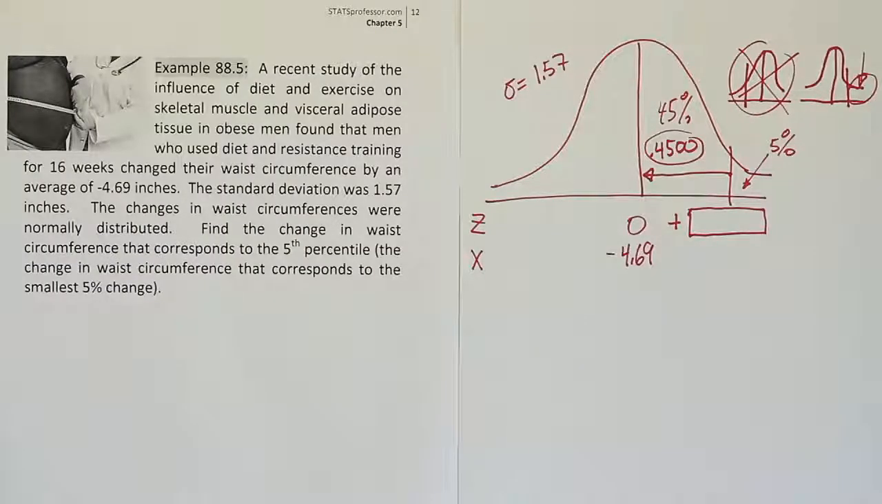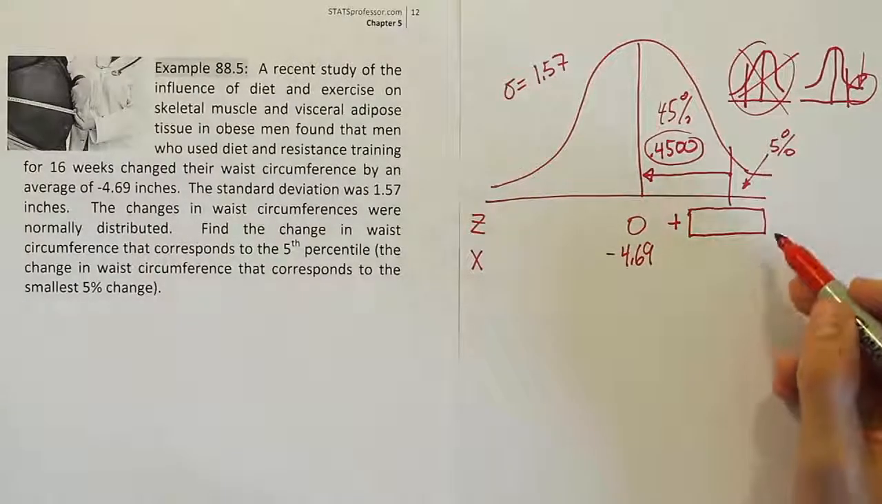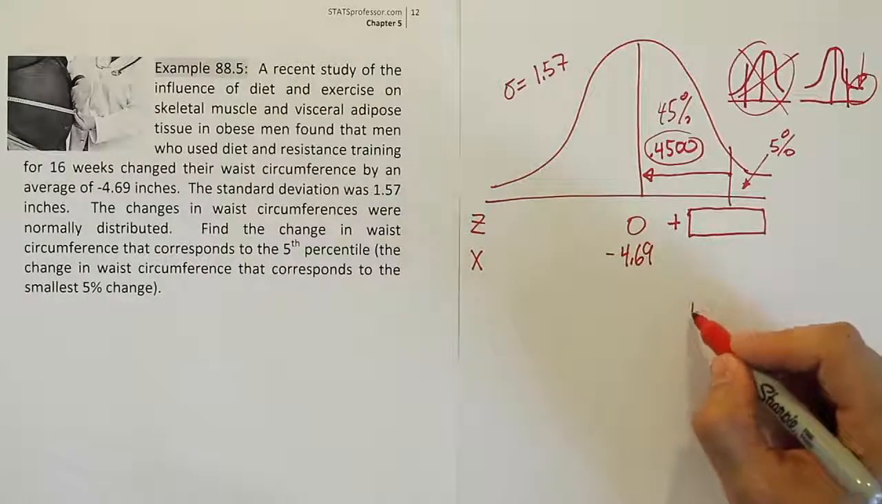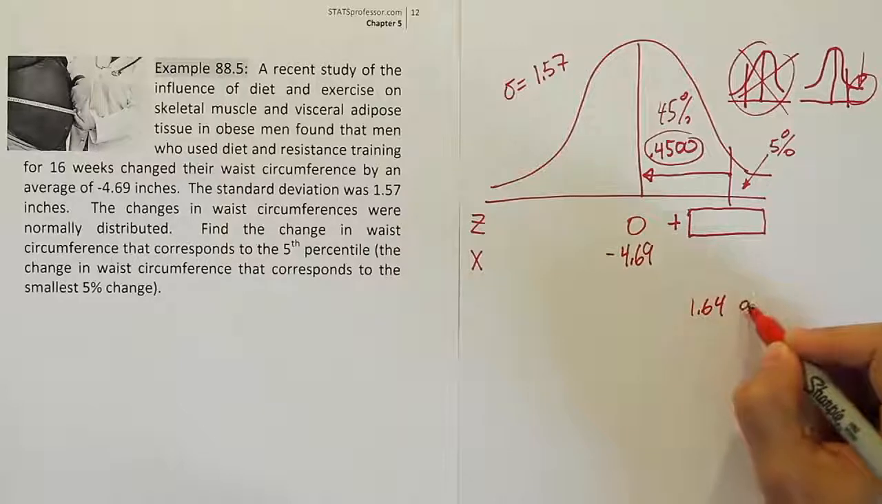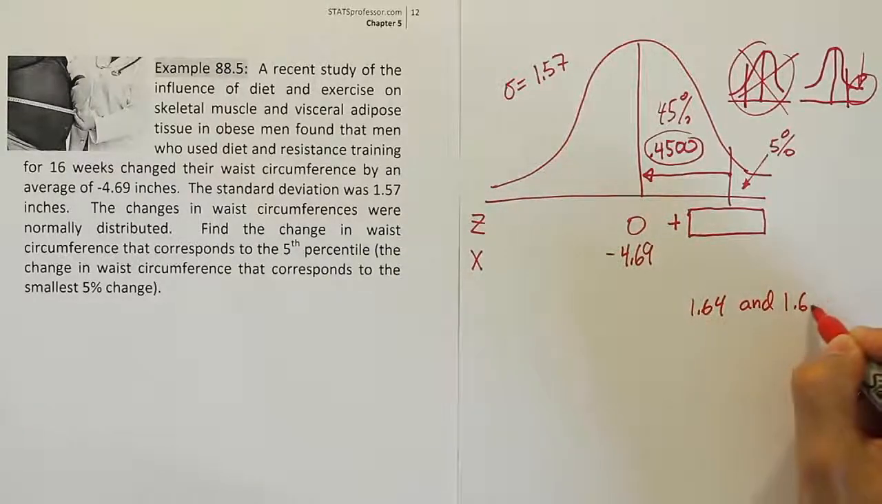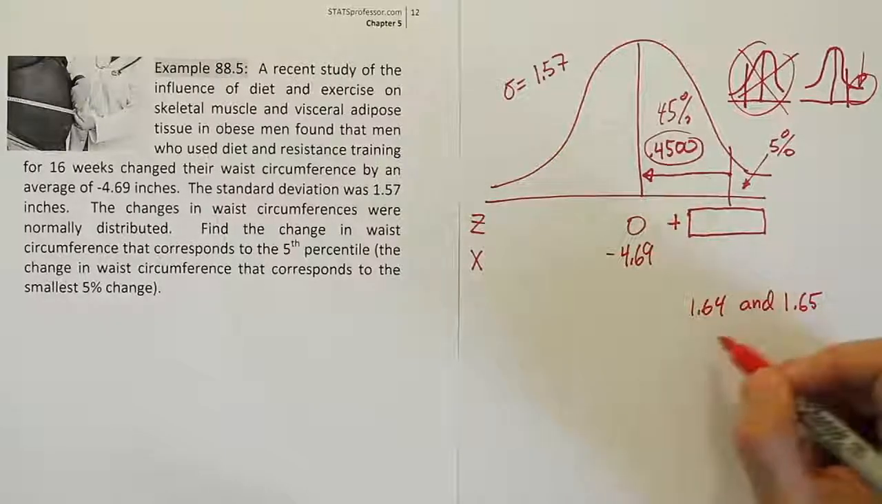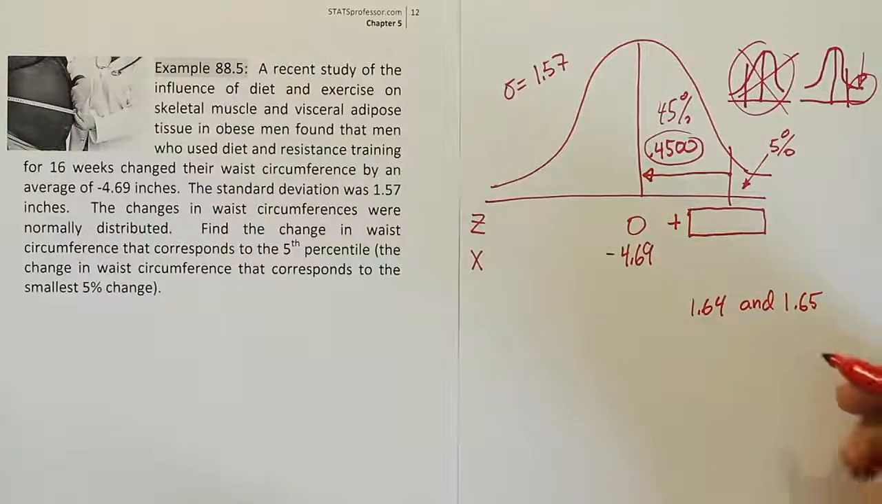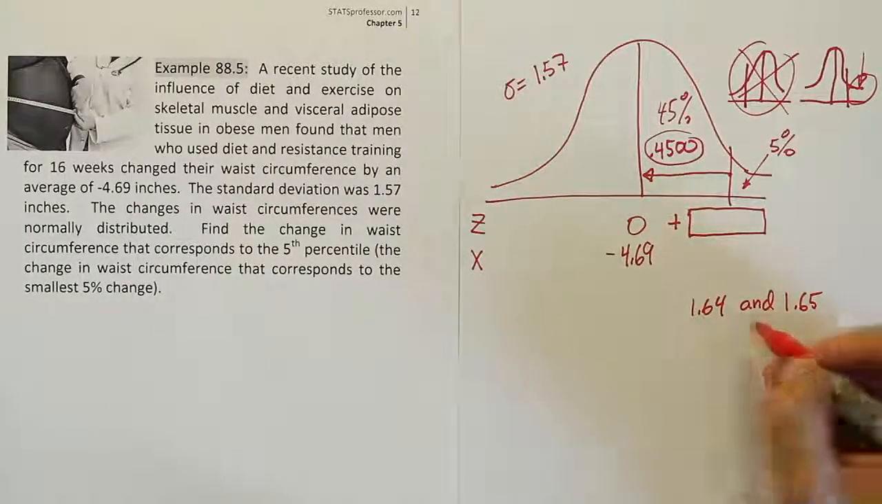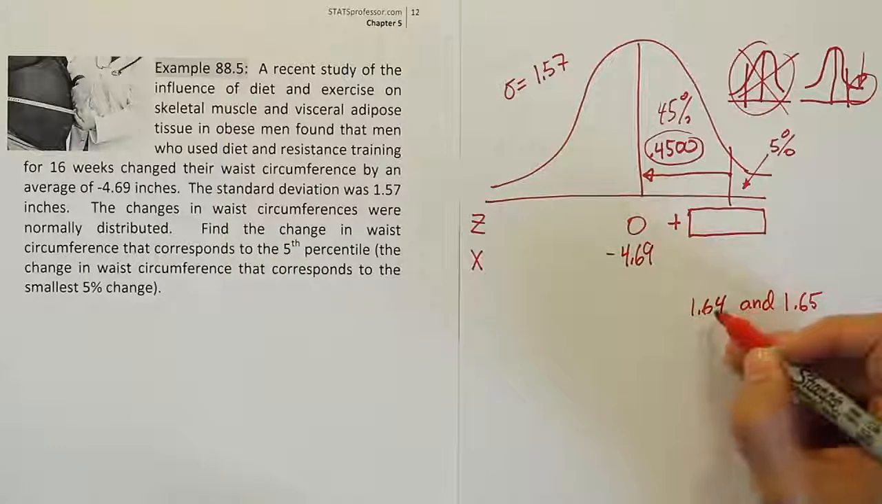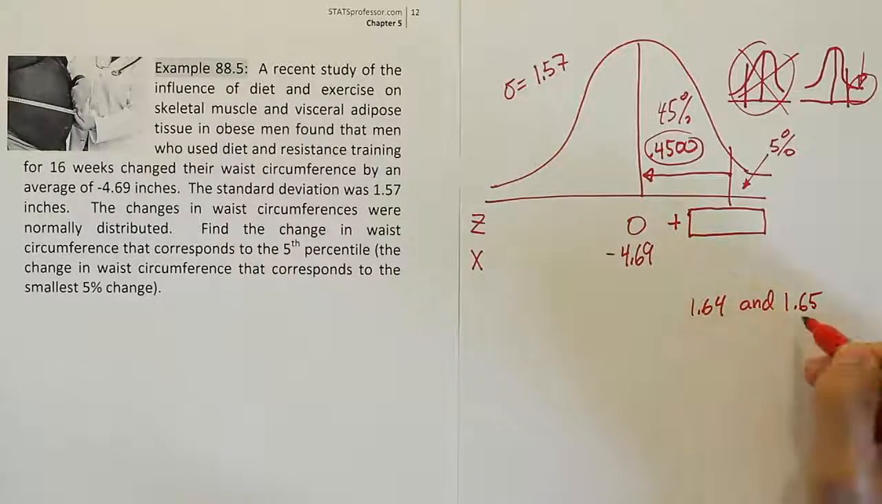Okay, so we went to look up our 0.4500. We found that the z-score was between 1.64 and 1.65, right in the middle. We couldn't find a closer value because it was equal distance from both of these numbers. So what we have to do is pick the z-score that's right in the middle of these. On a number line between 1.64 and 1.65, what's the number right in the middle?